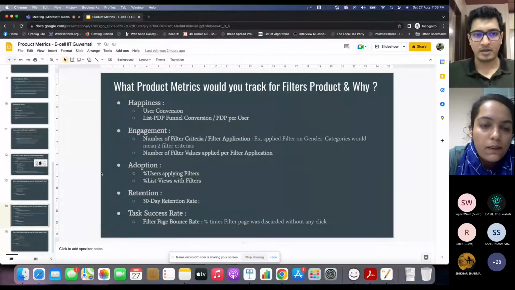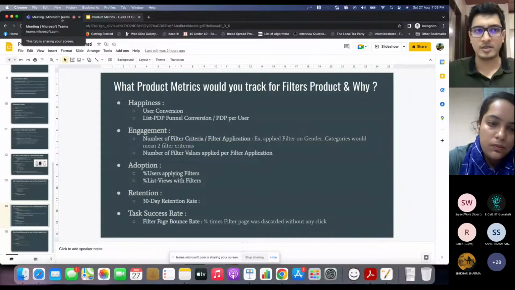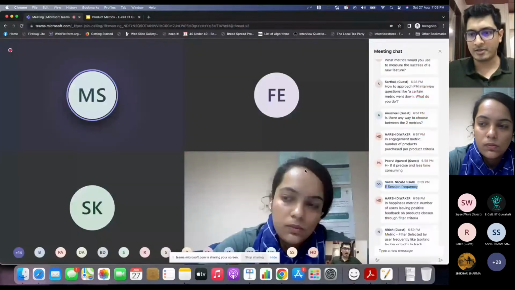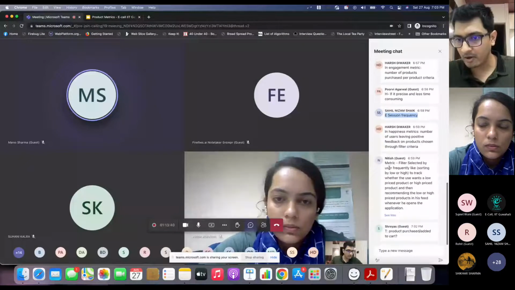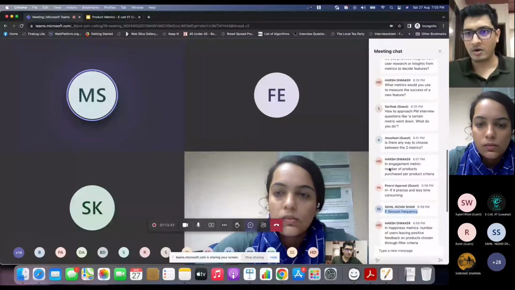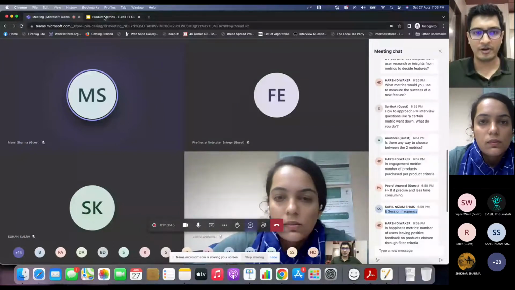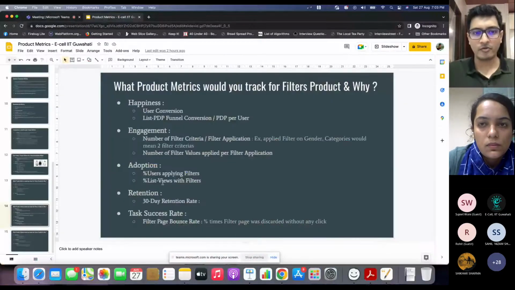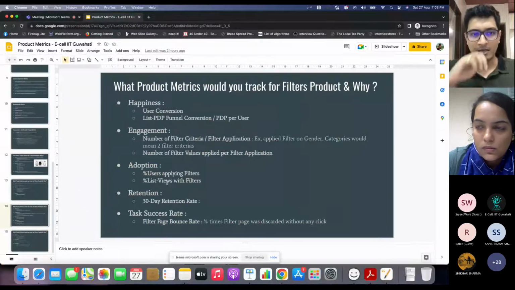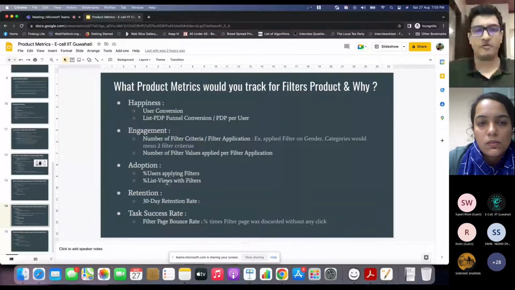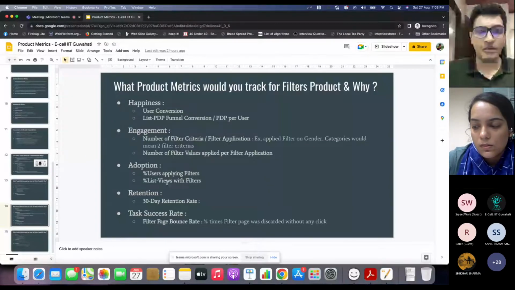Then adoption. Adoption is very straightforward. What percentage of users are applying filters? Has anyone entered adoption? No. So adoption becomes what percentage of your users are using filters, or what percentage of your product listings saw at least one filter applied. So that becomes your adoption metric.